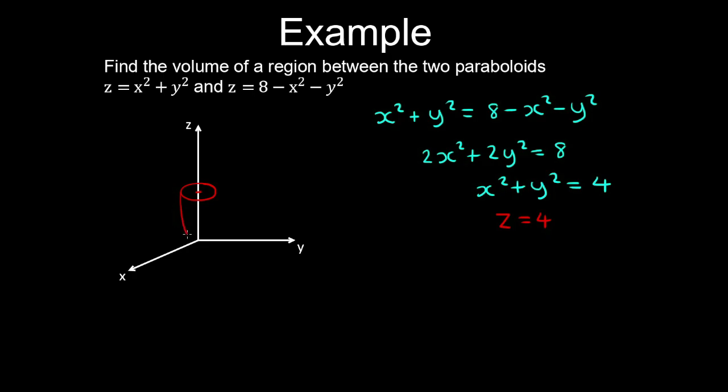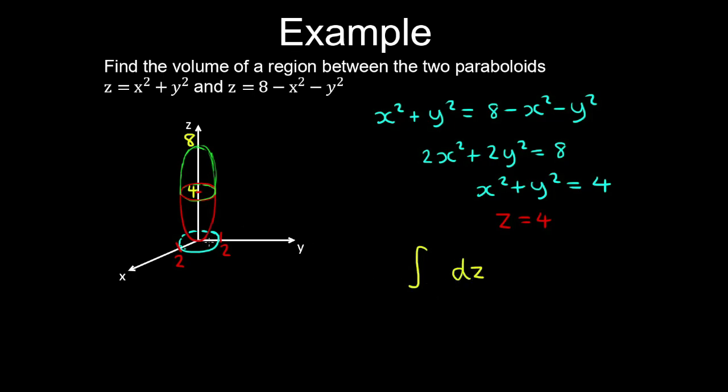So our bottom paraboloid looks something like this, and our top paraboloid looks something like this. So that's at z equals 4 and z equals 8. Now to find the volume of the solid region, we project the paraboloids onto the xy plane. So the shadow looks like a circle with a radius of 2. So what we'll do is integrate with respect to z first.